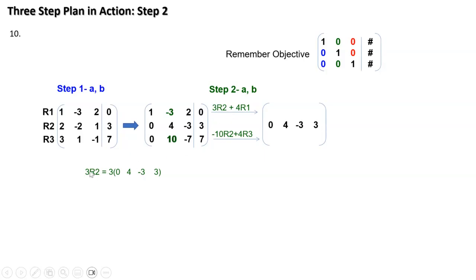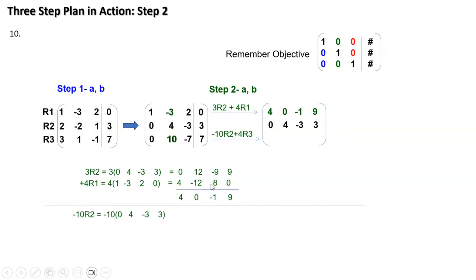Okay, let's do the first part first. So 3 times row 2 equals 3 times 0, 4, -3, and 3. It's going to give us 0, 12, -9, and 9. Plus 4 row 1. Now I'm going to multiply 4 times everything in row 1, which will give us 4, -12, 8, and 0. Because 4 times 1 is 4, 4 times -3 is -12, 4 times 2 is 8, and 4 times 0 will give us 0. So this gives us 4, 0, -1, and 9. That's my new row 1.